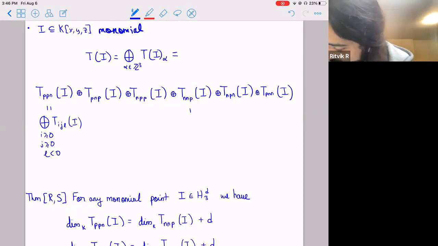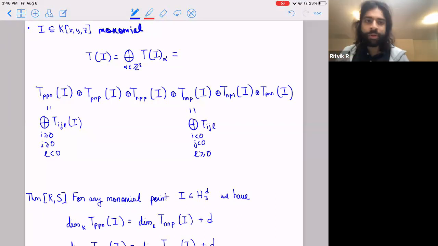Let's use another one here. Let's do NNP. So that's, again, T_{i,j,l}, i is negative, j is negative, l is non-negative. Okay, so negative, negative, positive. And you can do this for all of them.